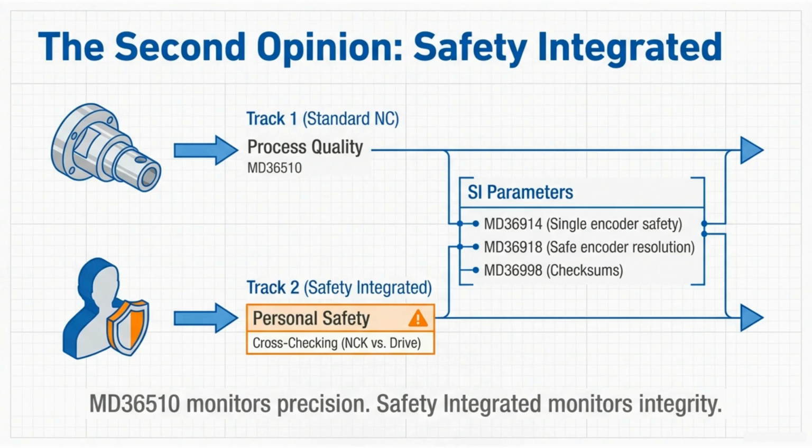Machine Data 36510 provides a second opinion on precision. While it monitors process quality, safety integrated functions, using parameters like Machine Data 36914 and Machine Data 36918, monitor integrity and personal safety through cross-checking between NCK and the drive.